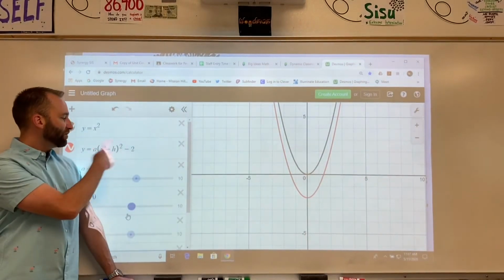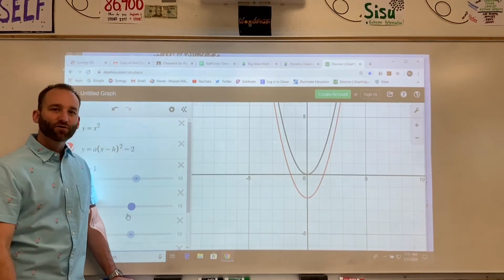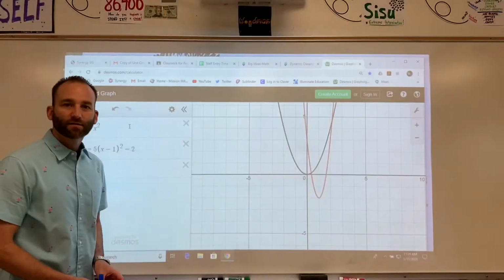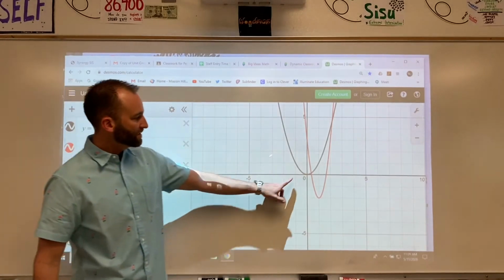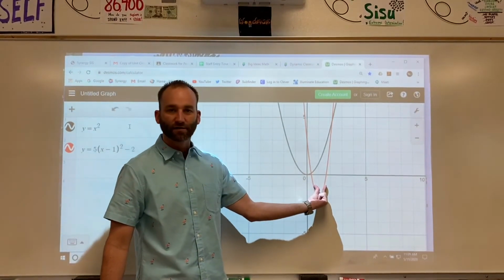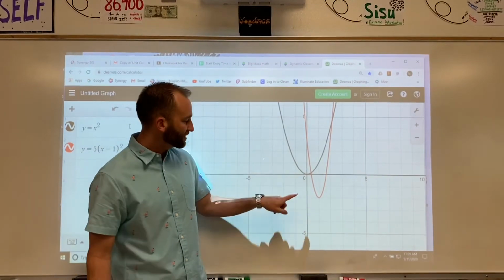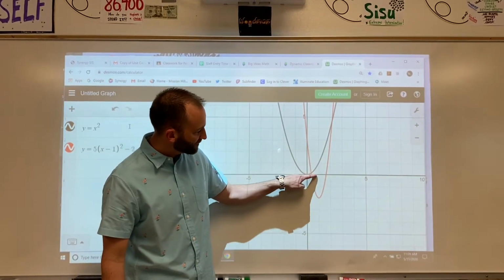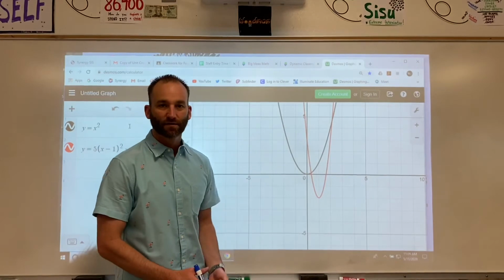So let me put an equation up here. Let's describe all the transformations to it. Looking at this example, we have an equation, and just by the red graph compared to the black one, I can see that it's thinner, which means it has a vertical stretch. I could also see the vertex move to the right and also move down.